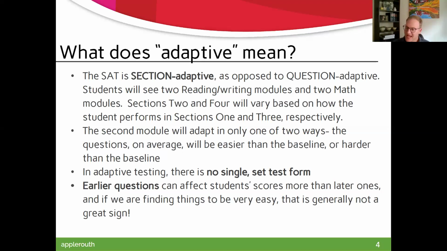Remember, these are not question adaptive. So let's say you nail the first 10 questions on module 1. That's not going to change anything for the rest of that section. Right? It's only if you do well on module 1, then module 2 will change accordingly.